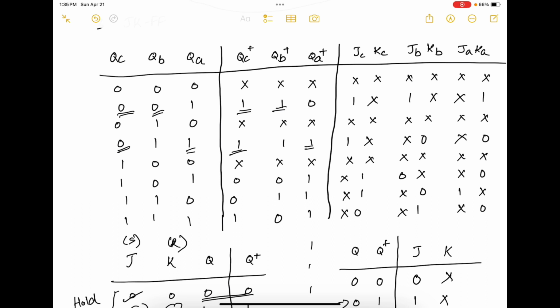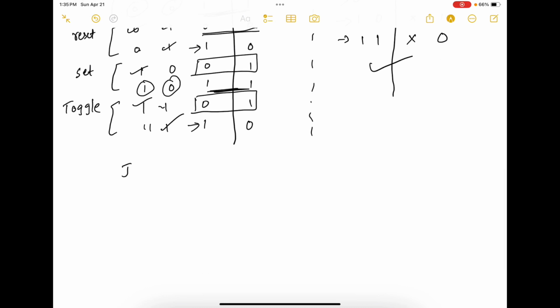Now find out the equations for JC, KC, JB, KB, JA, KA using K-maps. So once you get that, you will have 6 equations: JC, KC, JB, KB, JA, and KA. And then you can construct the circuit diagram. So this is how you can design counters using JK flip-flops. It's very similar to your D flip-flop and T flip-flop. Once you have the excitation table, come up with the K-maps and find equations for JC, KC, JB, KB, and JA, KA.